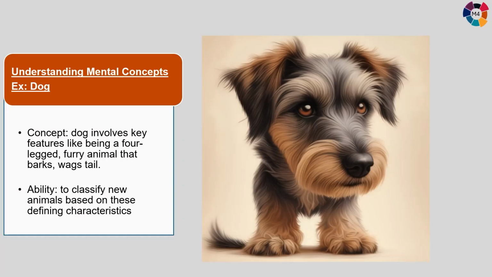Here's another example. Dog. The concept of dog involves key features like being a four-legged furry animal that may bark and wag its tail. The ability to classify this would be helping us to understand what new animals are based on the defining characteristics of our concept for dog.